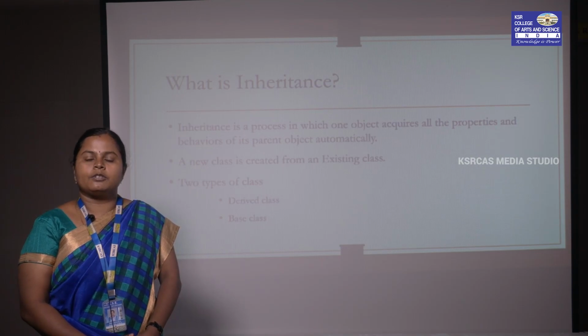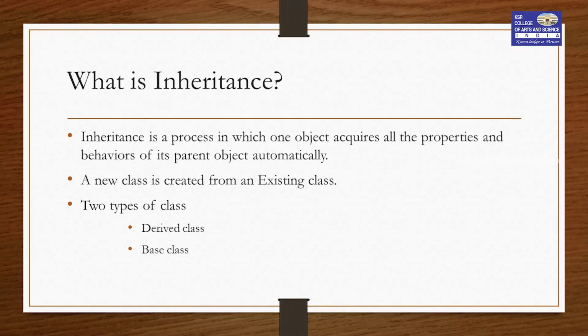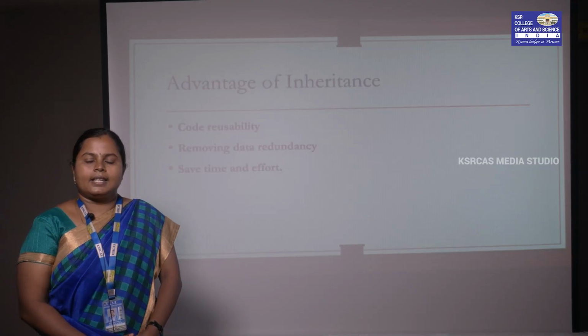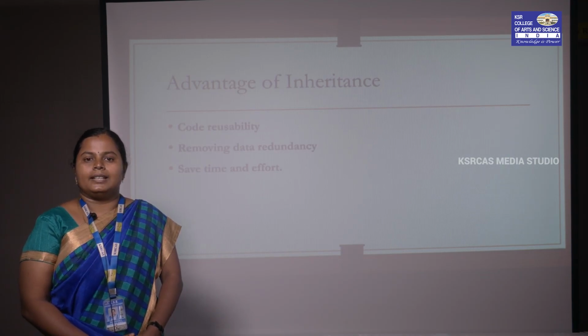There are two types of classes in inheritance. First one, derived class, and second one is base class. The object whose characteristics or behaviors are inherited is called a base class. The object which inherits all the properties or behaviors is called a derived class.